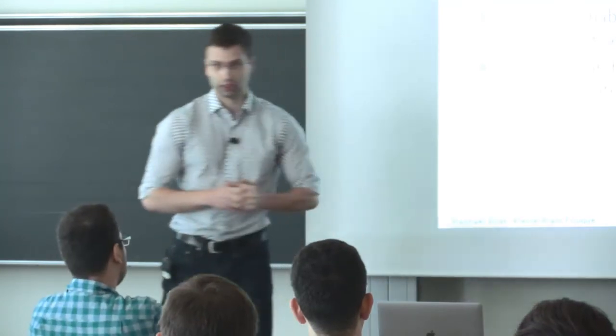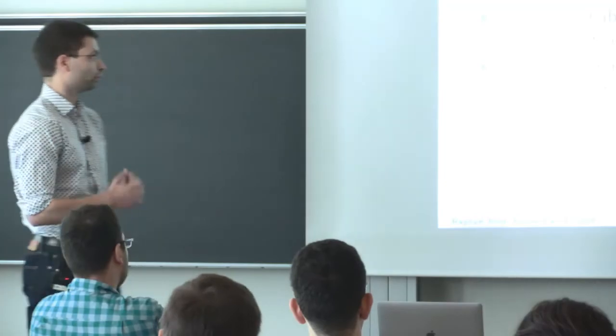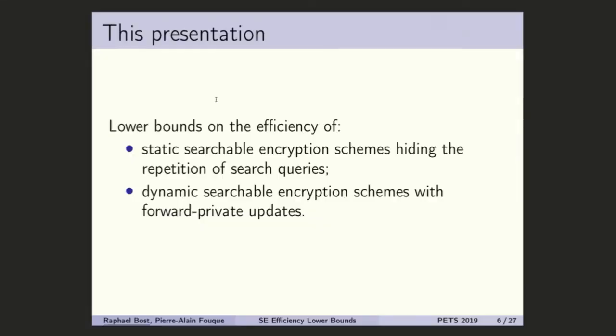So here in this work, we've shown two lower bounds. One lower bound on the efficiency, and by efficiency I mean the complexity of the client and the server of static searchable encryption schemes. That means schemes whose database doesn't evolve in time. And these schemes must hide the repetition of search queries. So if you have a set of searches, and then, I don't know, the first and the 12th search queries repeat, then these schemes hide this information.